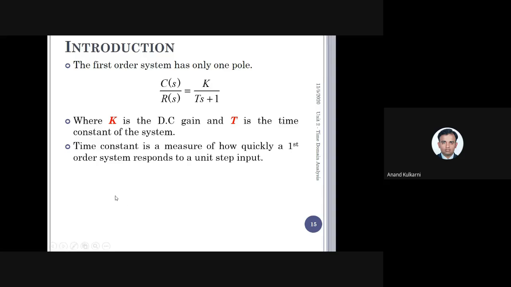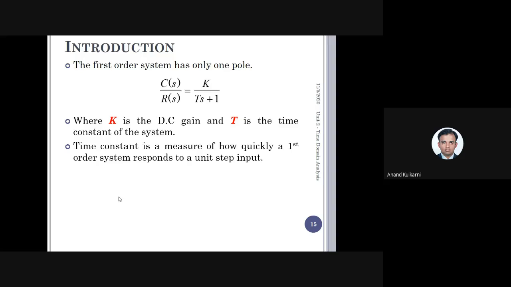A spring alone, if you write the force equation of the spring, what we have studied, that is K into X. Force is equal to K into X. If you take the Laplace transform of that, F of S is equal to K into X of S. Here it does not contain any S. So the spring is a zeroth order system.